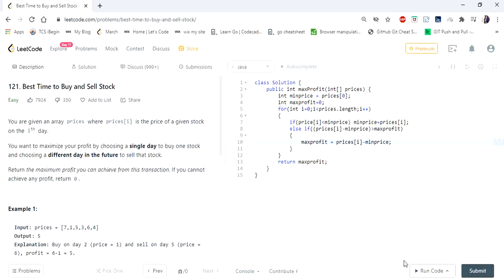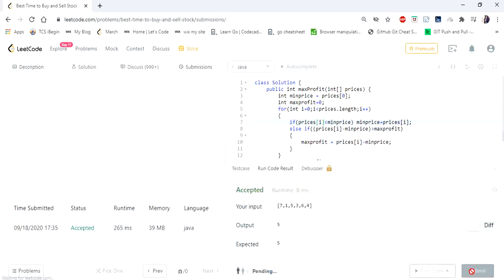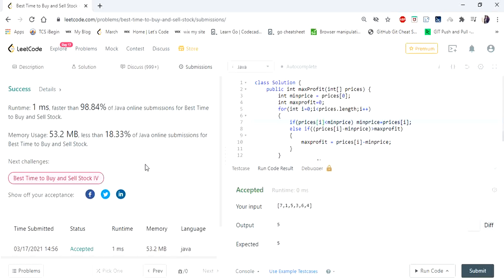So let's submit. So yes, the solution is accepted.